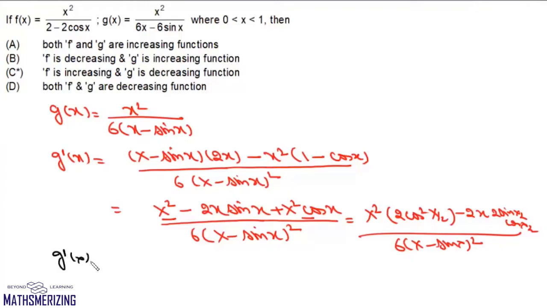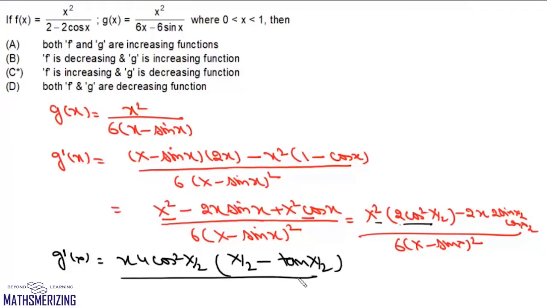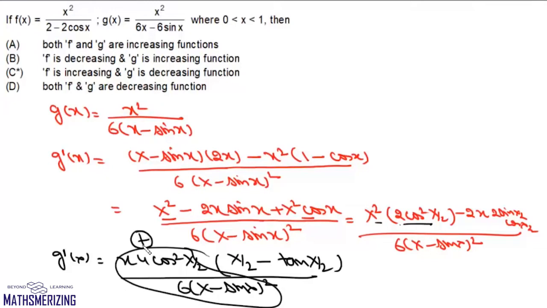So this g dash x, we can write this as, we'll take x by 4 cos square x by 2 common. So if we take x by 4 cos square x by 2 common, here we'll get x by 2, and here we'll have tan x by 2 upon 6 minus x minus sin x whole square. Now again, this is positive, and again from calculus inequality, x by 2 is less than tan x by 2. So this is less than 0. So this g x, it is a decreasing function. So the correct option is option C, f x is increasing and g x is a decreasing function.